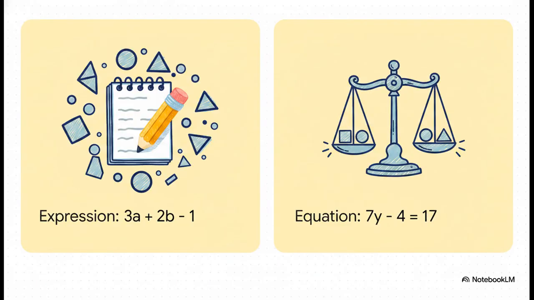So, the crucial point here is knowing exactly what we're looking at. Take a look at the handwritten difference between an expression and an equation. On the left side, we have 3a plus 2b minus 1. That is just a mathematical expression. It's basically just a phrase. But over on the right, look at 7y minus 4 equals 17. Now that is an equation. Why? Because it actually contains an equality sign. That equals sign is literally the fulcrum of our balance machine. It's the defining feature that tells us, hey, the left side holds the exact same value as the right side.